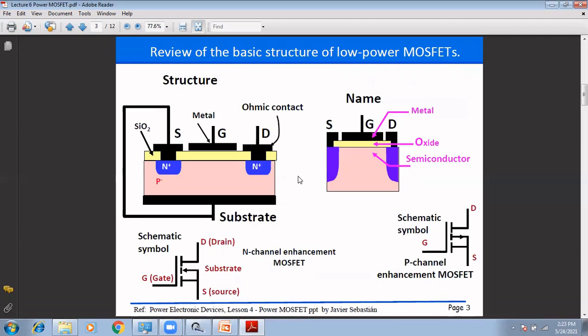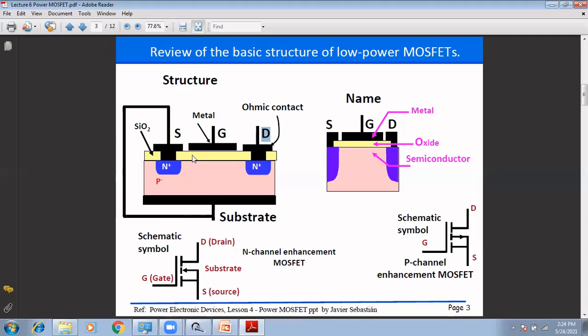Before going to the power MOSFET, we first understand the structure of the low power MOSFET. So this is the structure. The MOSFET has three terminals: one is the source, second is the gate, and third is the drain. First is the substrate. Over the substrate, there is a P type semiconductor, and there are two N plus semiconductors, which are nothing but the source and the drain.